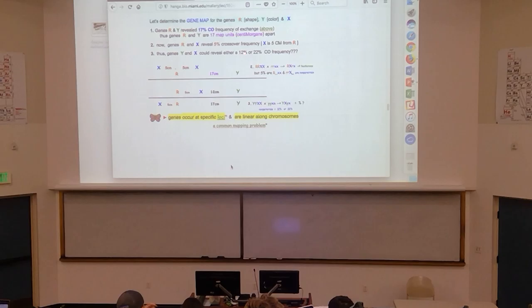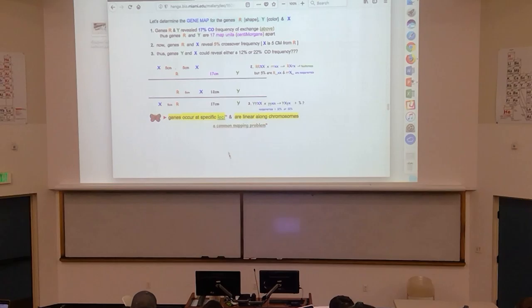So here's the X, 5 centimorgans from this. And 17 centimorgans off Y. So I'd end up with that frequency. Or here, X and Y being 12. So I get 17 here. You get the idea? Now that's pretty complex. But you know what it tells you? It tells you something very, very simple.